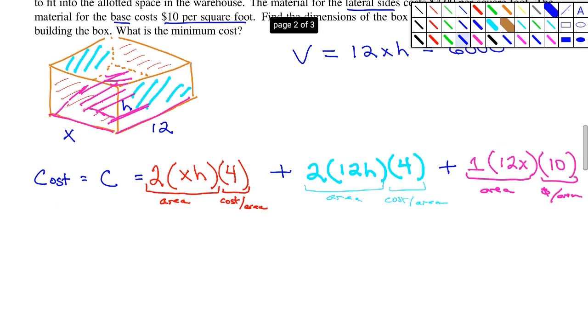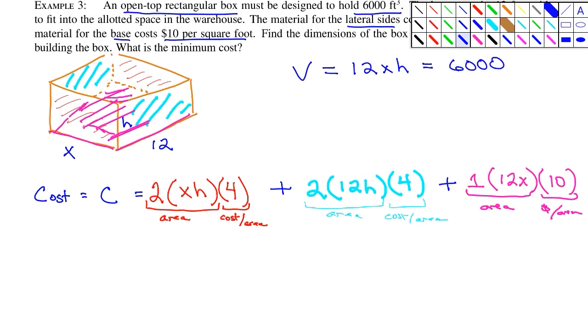All right, so now let's simplify this as much as we can so far. So 4 and 2 is 8, so it's 8xh plus 2 times 12 times 4 is 96h, and then 12 and 10 is 120x. So we have the same problem as before. We have a function, but it has two different variables. We have an x and an h.